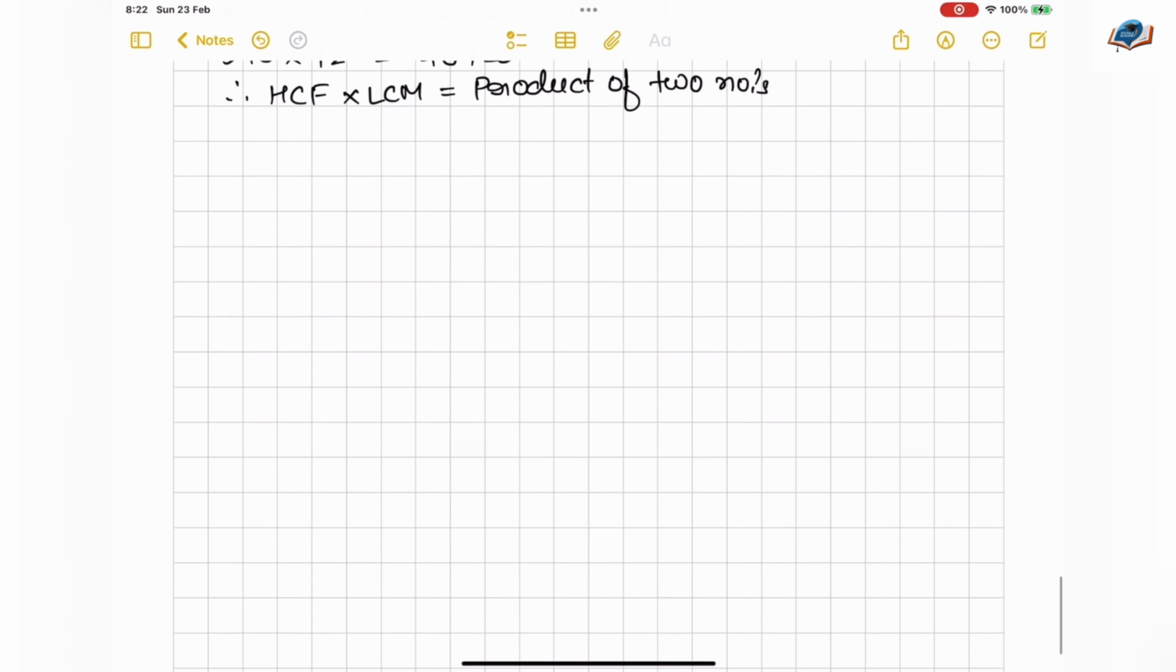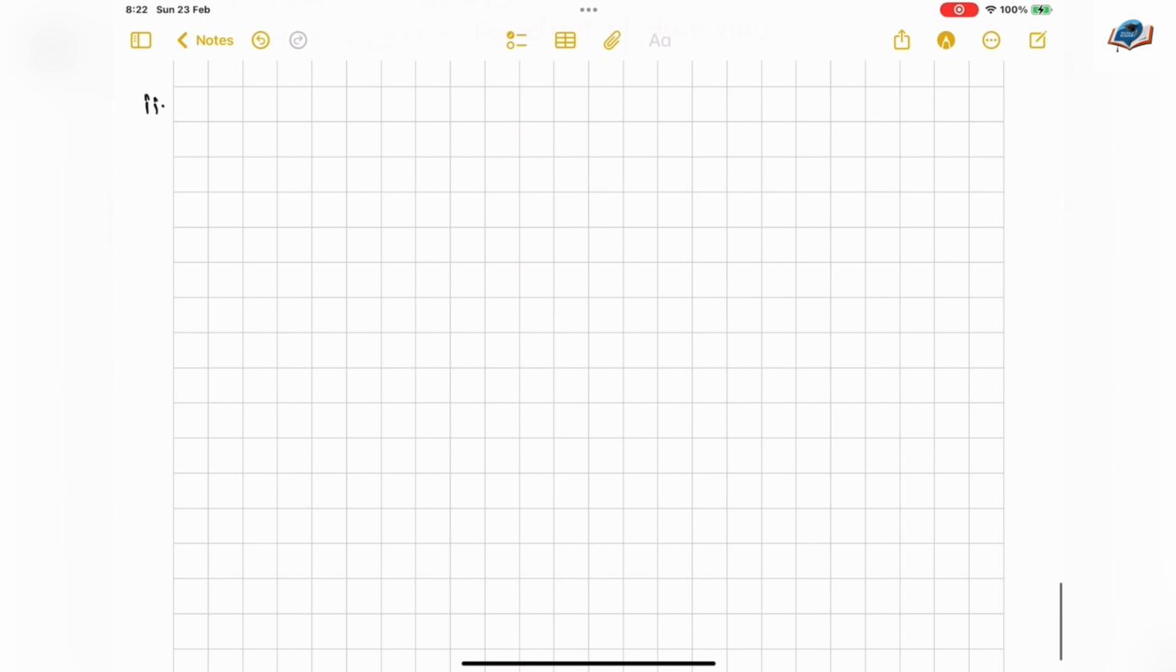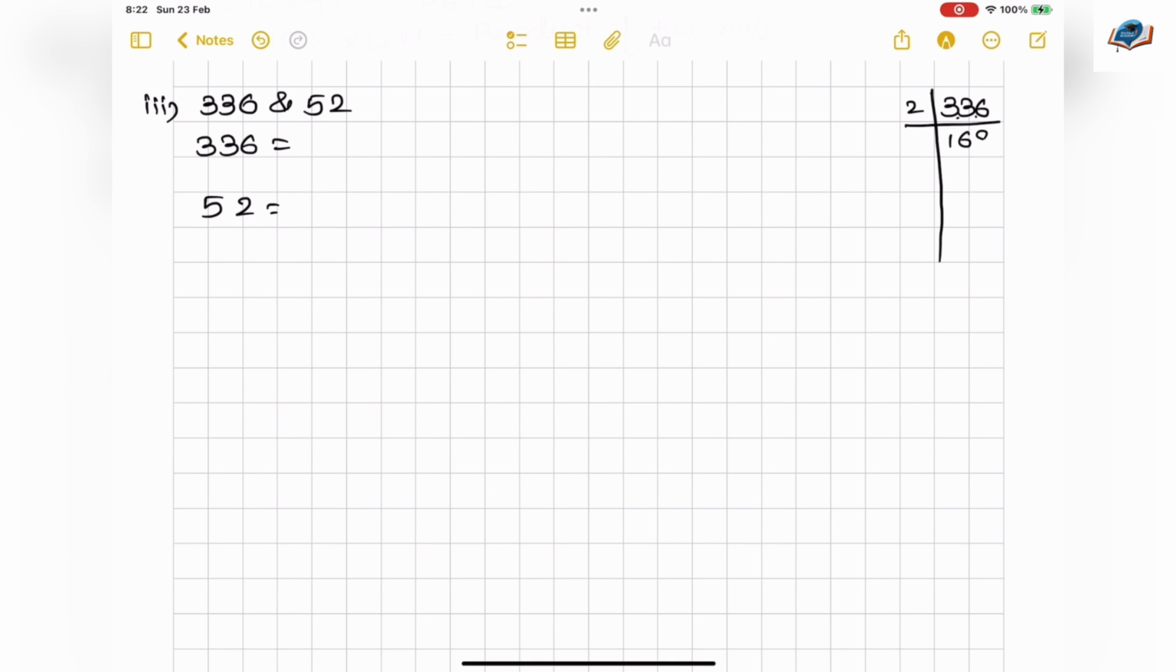Then the third one, it says 336 and 52. So for 336 I have to find the prime factors, and for 52 also. So 336: 2 into 168, 2 into 84, 2 into 42, 2 into 21, 3 into 7. So 2 four times, 1 time 3, 1 time 7.